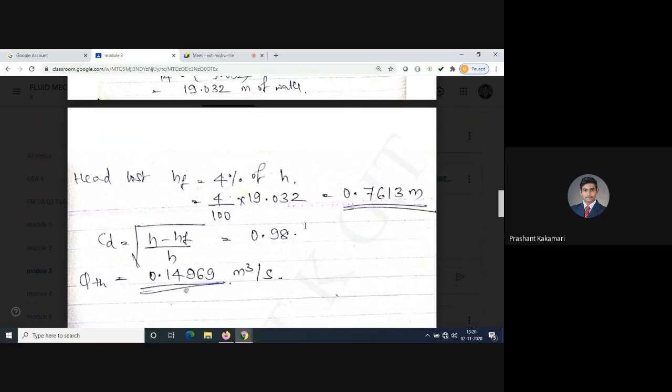Q actual will be CD into A1 A2 divided by the square root of (A1 square minus A2 square), into square root of 2gH, is the Q actual value. Q theoretical means you cannot consider CD value. So without considering CD value, you will get Q theoretical. So tell me both the answers, Q actual and Q theoretical values.